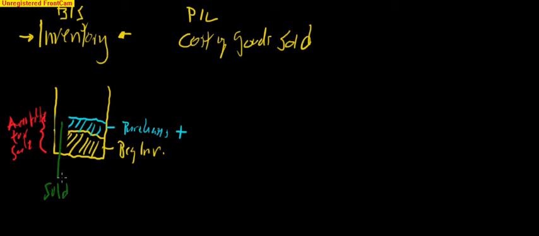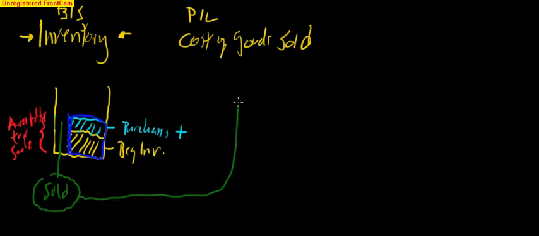So what would we have for our ending inventory? We would have this piece left, this blue piece, plus this yellow piece. So those two together right there would be our ending inventory. So we've got different pieces when we're talking about inventory. And you notice that this sold piece right here, that is cost of goods sold.